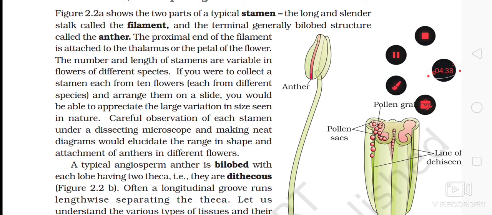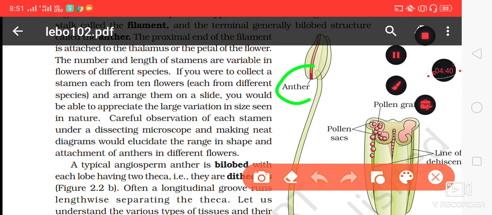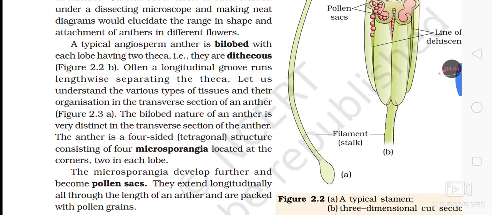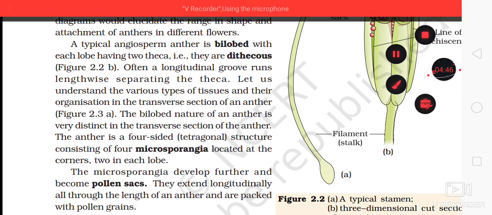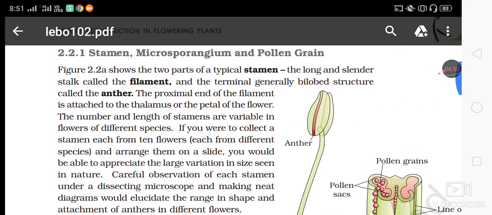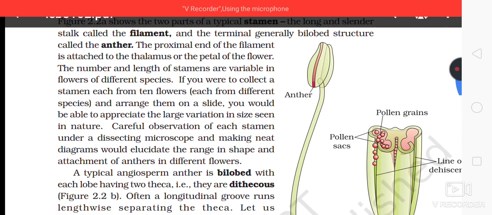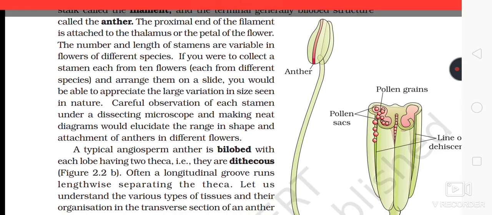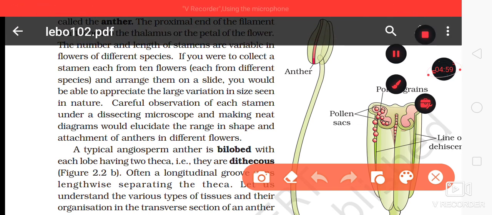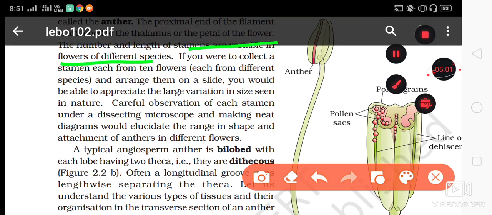Now you can see here in the diagram, this one is your anther and below is your filament. Okay, this is the stalk-like structure. The proximal end of filament is attached to the thalamus or petal of the flower. The number and length of stamens are variable in a flower of different species.